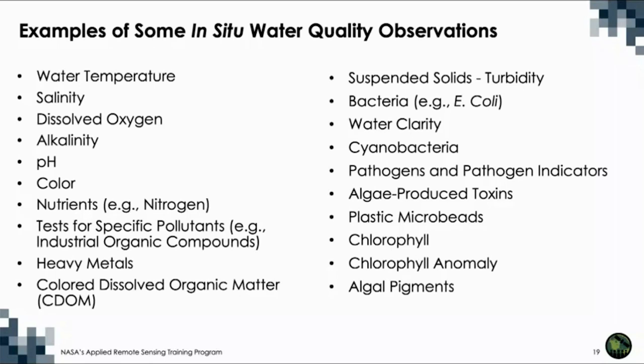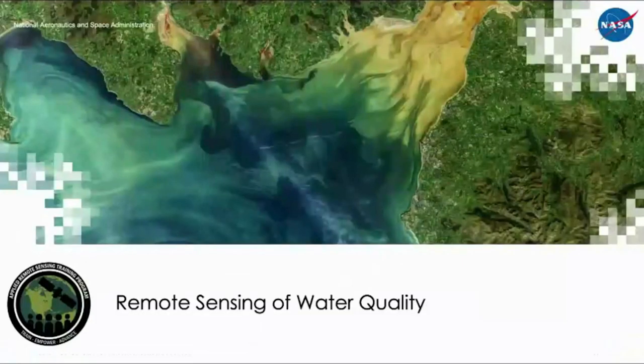But as we saw earlier, there are long coastal regions in the world and a large number of estuaries. Not all of them have in situ observations. And that brings us to remote sensing of water quality monitoring in estuarine regions.